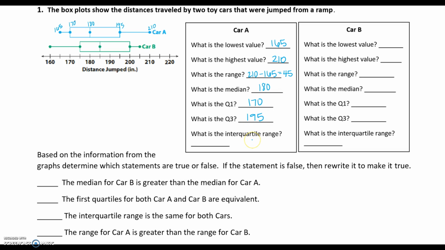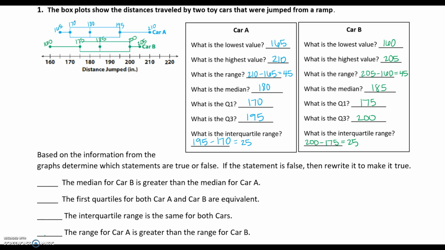And then the inner quartile range. So the inner quartile range is the range of the box. So the far right side of the box minus the far left side of the box. So 195 minus 170. Okay. All right. So I want to encourage you to press pause and analyze car B. I know a lot of times you guys just write it when I do it. You're not learning anything, so please try to do that.